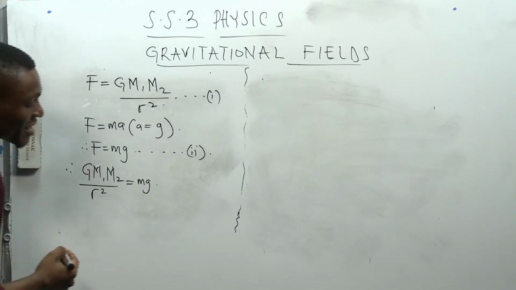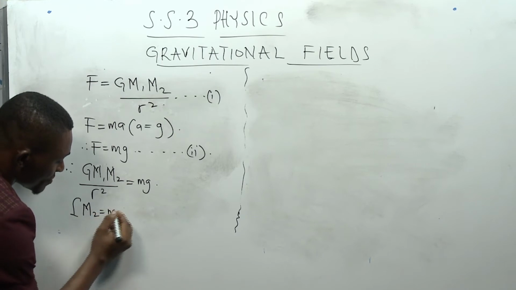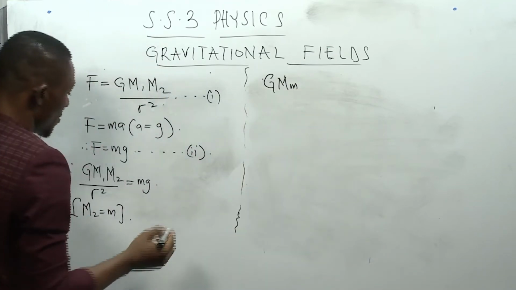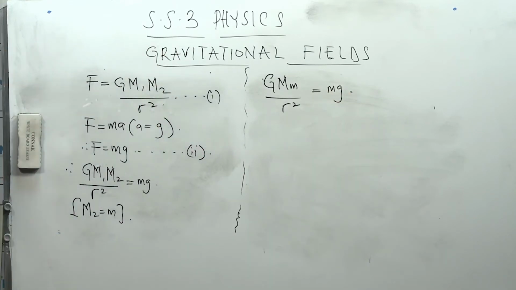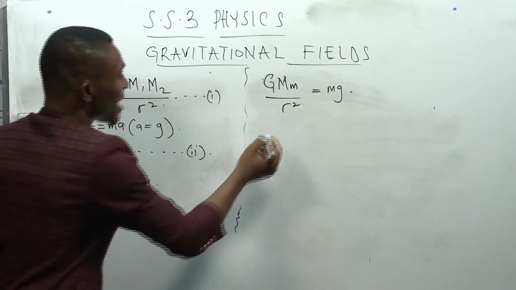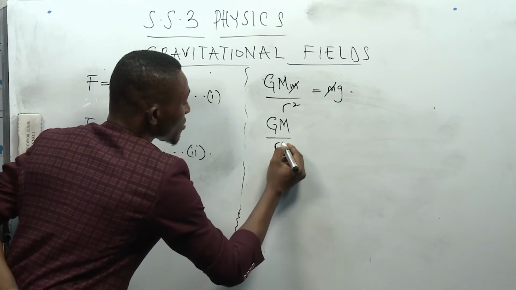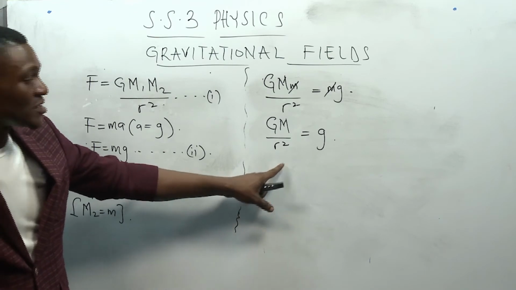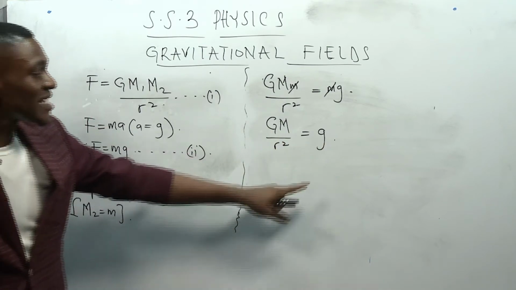One assumption we are going to make here is that our m2 is equal to m. So that we now have G m, small m, all divided by r squared equal to mg. And from here we have m at both sides of the equation, and m can cancel m, so that we have G m over r squared is equal to g. And this equation shows the relationship between the big G, which is the universal gravitational constant, and our small g, which is the acceleration due to gravity.